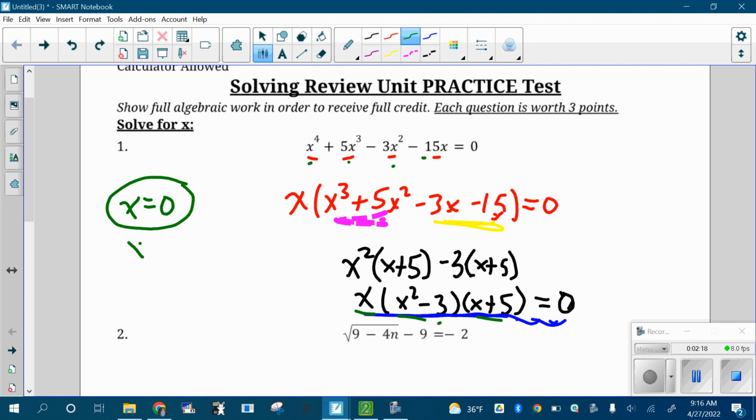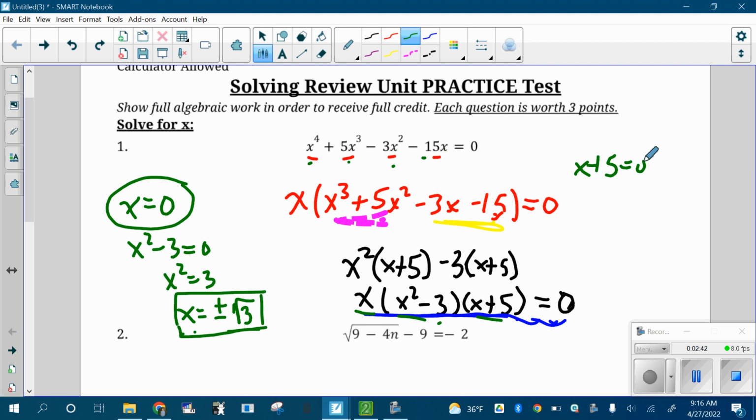I'm going to set x squared minus 3 equal to 0. I have to do a little bit of algebra here. I'm going to add 3 to both sides. I'm going to square root both sides, and I'm going to remember my plus or minus. So I get plus or minus the square root of 3. And I'm going to set x plus 5 equals 0. And then we get x equals negative 5. Okay. And those are my solutions. 0, positive square root of 3, negative square root of 3, and negative 5.